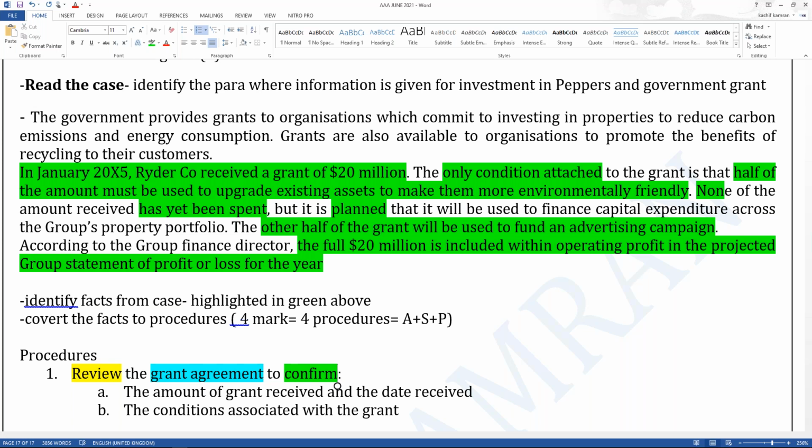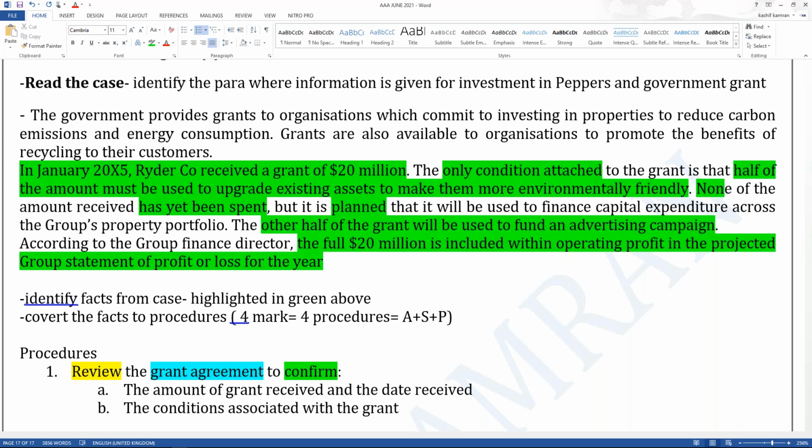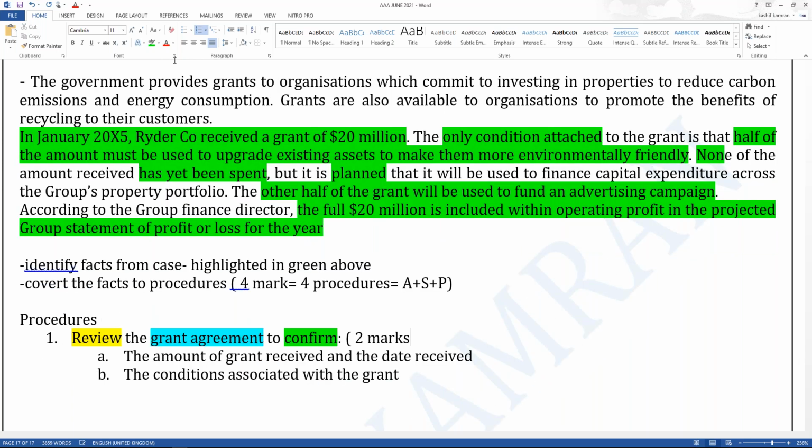So rather than you write 3 procedures, review the grant agreement for the amount, 1, review the grant agreement for the date, 2, review the grant agreement for the conditions, 3, no, write it professionally as I wrote in front of you. So how many marks will I get for this procedure? I will straight away get 2 marks.